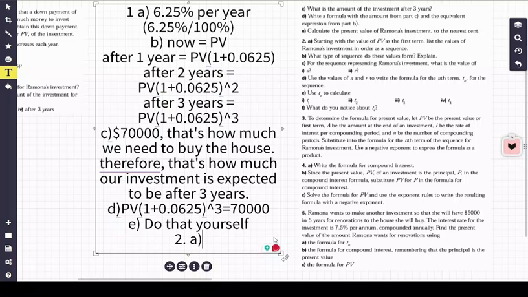Alright, 2a. Starting with the value of PV as the first term, list the values of Ramona's investment in a sequence. So I will have to go ahead and do this. I have to solve this because I need to use this for later. We're going to take 70,000 divided by 1.0625 to the third power, which is 1.199. So our answer should be around $58,380.82.